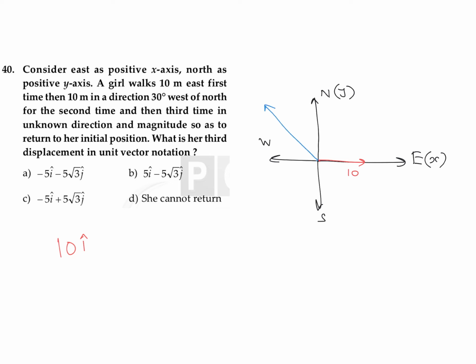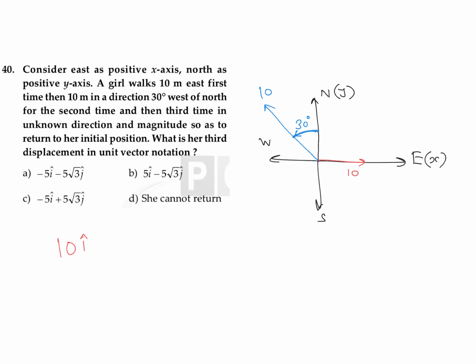30 degree west of north means at an angle of 30 degree with respect to north towards west. That is the meaning of 30 degree west of north. So this angle is 30 degree, and this magnitude is 10.